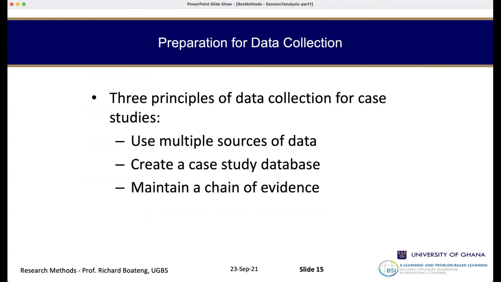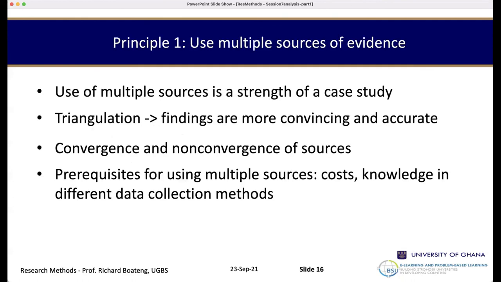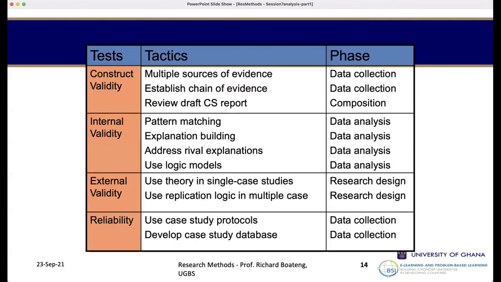Hello, Prof. Yes, please. I wanted to find out, just the previous slide, with the quantitative, there are numbers that you need to meet. Let's say you are trying to do construct validity, there are specific numbers. With qualitative, even using these tactics, are there guidelines? Like how many multiple sources of evidence do you need before somebody can say that your study or your data collection is following rigor? How many chains of evidence do you have to establish? Are there some guidelines with respect to numbers?